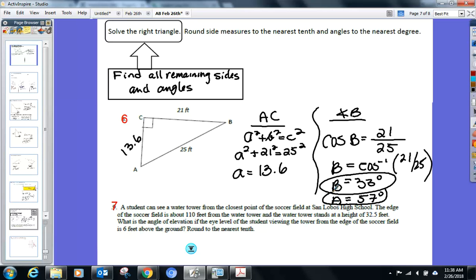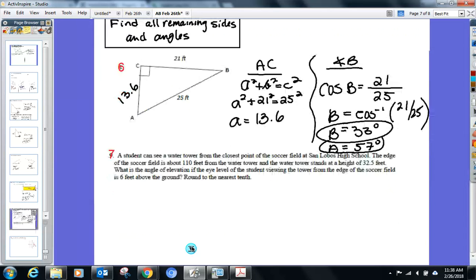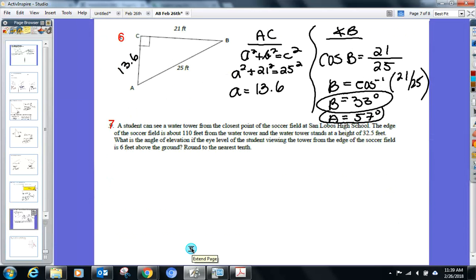I think we can get through one more here at San Lobos High School, everybody. Oh, look at that. We're going to do a little water tower here near the soccer field at the high school. All right, again, I'm not going to argue with people. If it's a flagpole, a tree, in this case, a water tower, assume they're perpendicular with the ground. Okay, there's no leaning ones here. All right, so you got your field, and you got a little tower here.